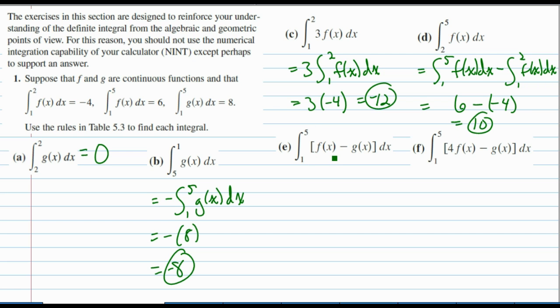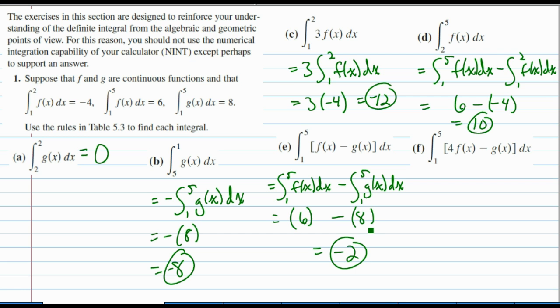Part E, the integral from 1 to 5 of f of x minus g of x dx. So I'm going to split that subtraction. I can do that. The integral can be split over addition and subtraction. So the integral from 1 to 5 of f of x dx minus the integral from 1 to 5 of g of x dx. So let's see, from 1 to 5 of f of x is 6. 1 to 5 of g of x is 8. 6 minus 8 then would be a total signed area of negative 2. So there's 2 more units below the x-axis of this f minus g integral from 1 to 5.